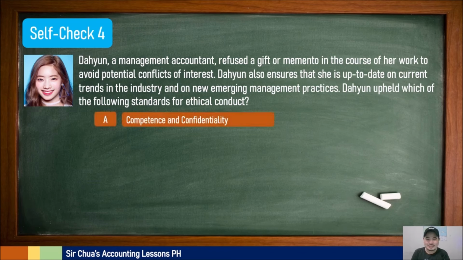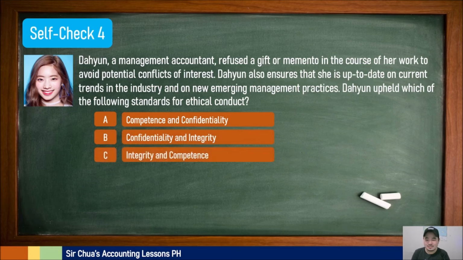A. Competence and confidentiality. B. Confidentiality and integrity. C. Integrity and competence. Or D. Integrity and objectivity. Pause the video if you need more time to think and play it again when you're ready.